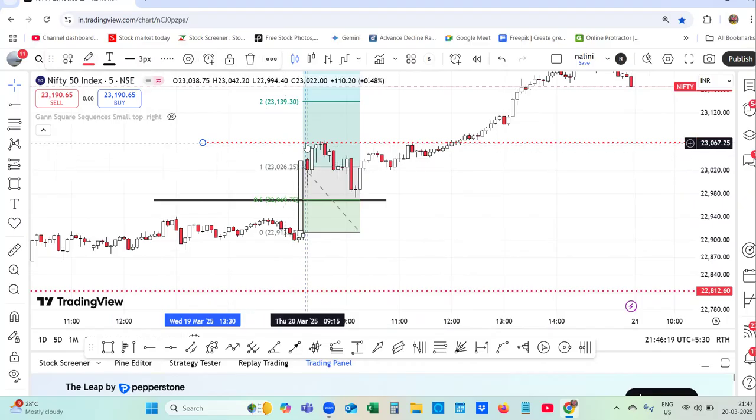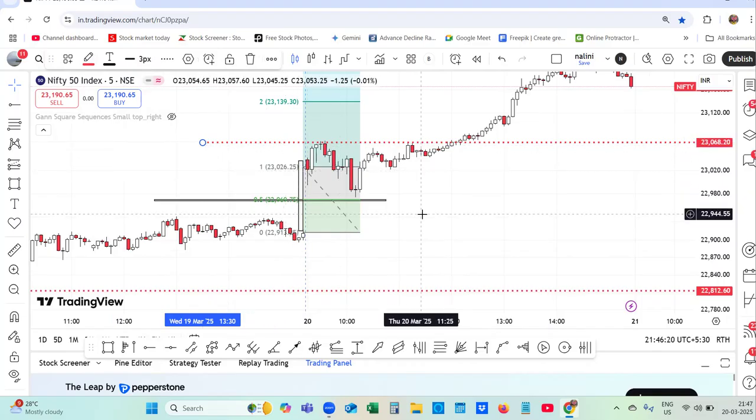This was the level. 23,068 was the VIX level as well as the level of the completion of the market cycle. Three levels of market cycle. That was the level exactly where the market started. The market presented in a different way, gapping up, and it's presented in this fashion.